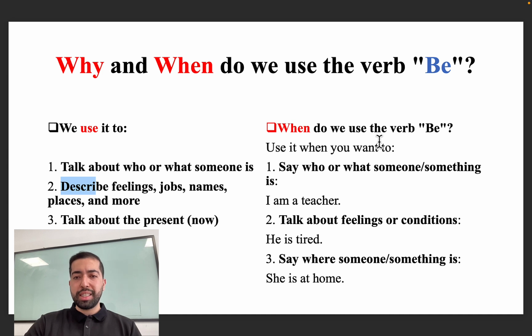Now, here are some of the examples here. For number 1, say who or what someone or something is. I'm a teacher. I use the subject pronoun I, which the relative to be is going to be am, and a teacher, which is going to be a job.